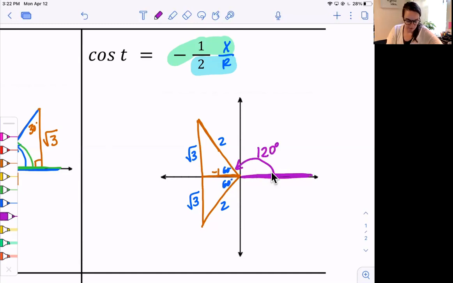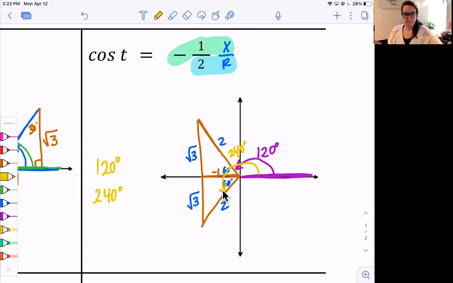And then for my next angle, I'm thinking all the way from here, all the way down there. So I did 180 for the flat line and then an additional 60 for this part here. So 180 plus 60, that would be 240 degrees. It's a little messy, so I'll put it here: 120 degrees and 240 degrees.